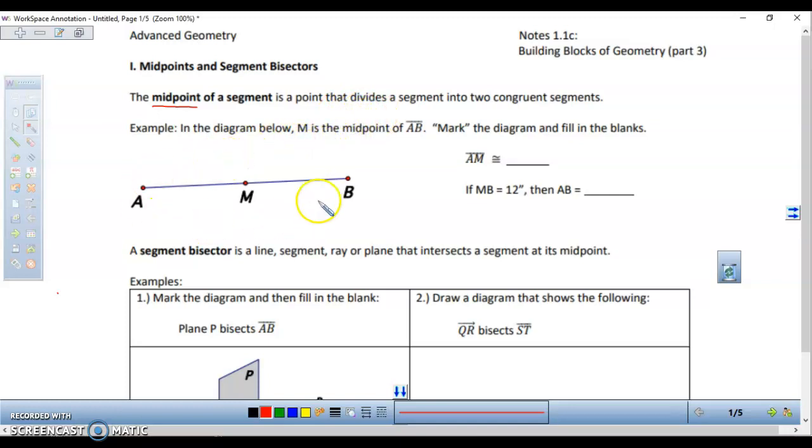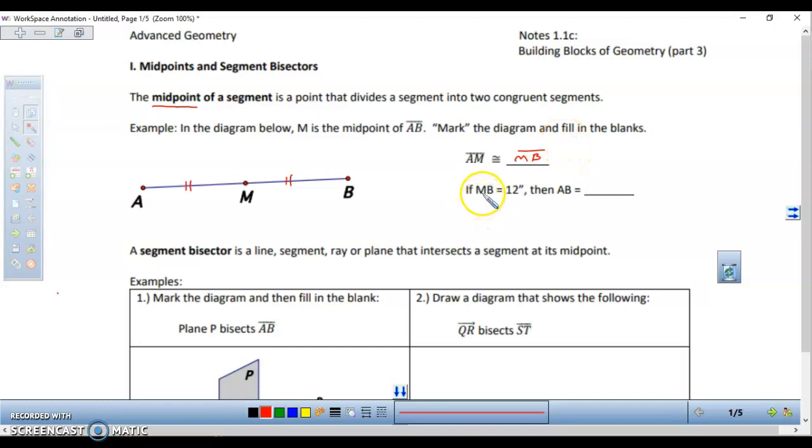So what I mean by that, here's my example, and it says, hey, in the diagram below, M is the midpoint of segment AB. Well, the definition of midpoint says that M then would cut segment AB into two congruent segments. So that would make segment AM congruent to segment MB. Booyah. All right, next order of business.